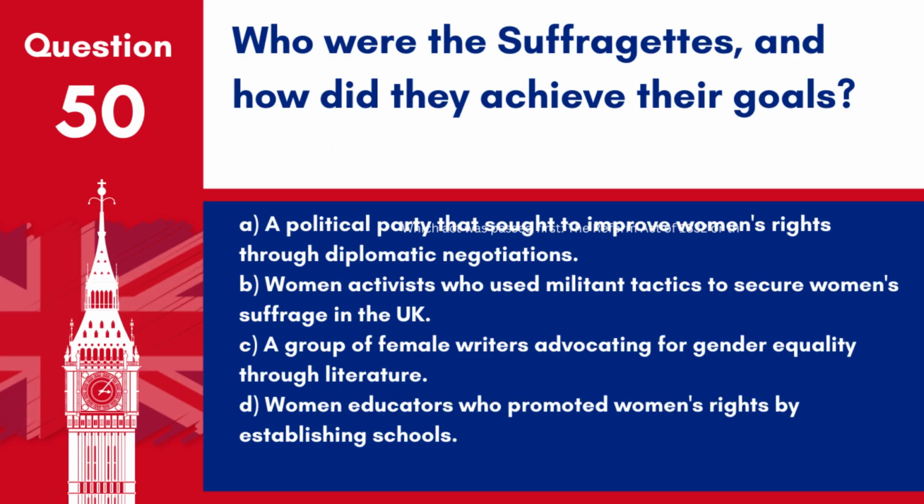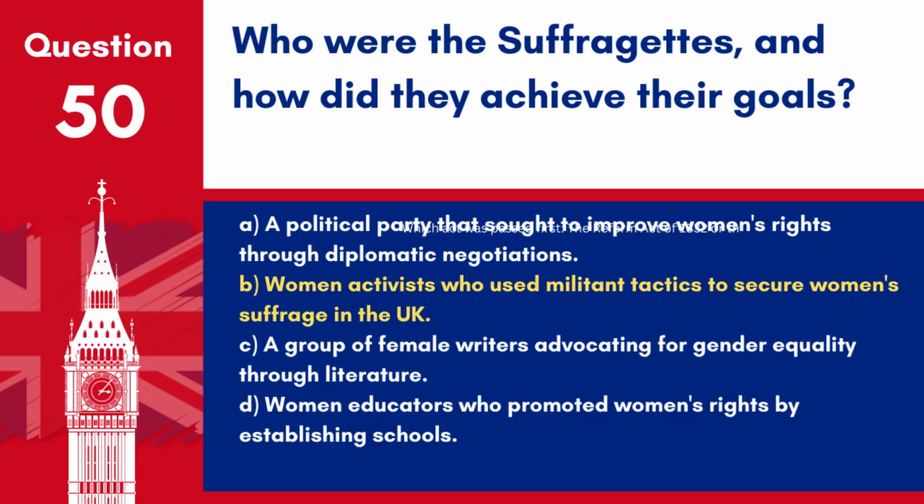Question 50. Who were the Suffragettes, and how did they achieve their goals? A. A political party that sought to improve women's rights through diplomatic negotiations. B. Women activists who used militant tactics to secure women's suffrage in the UK. C. A group of female writers advocating for gender equality through literature. D. Women educators who promoted women's rights by establishing schools.